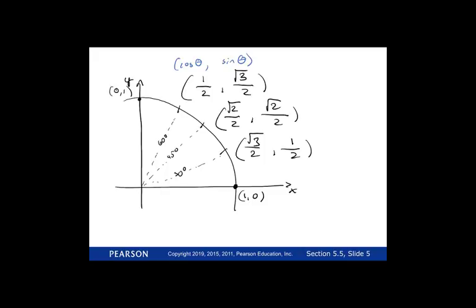For instance, what is the sine of 30 degrees? You see how it works? What is the cosine of 45 degrees? Cosine of 45 degrees. You see it? See how quick that is?